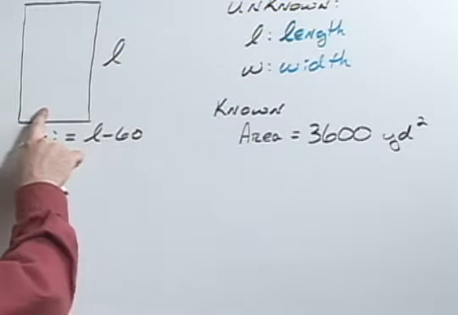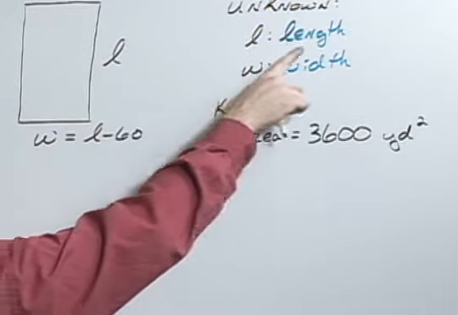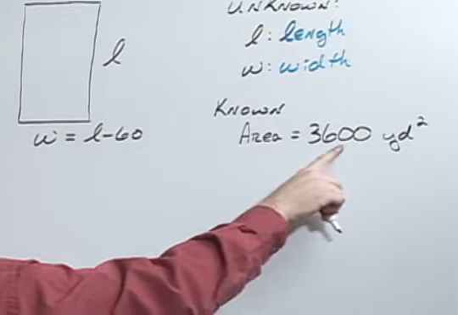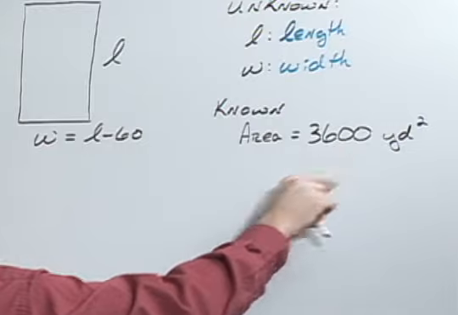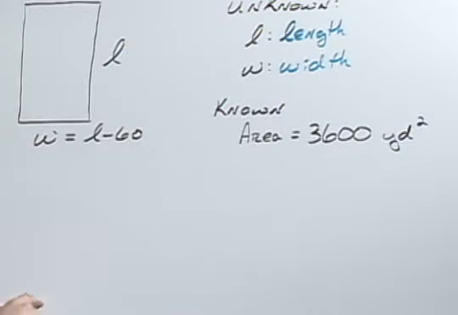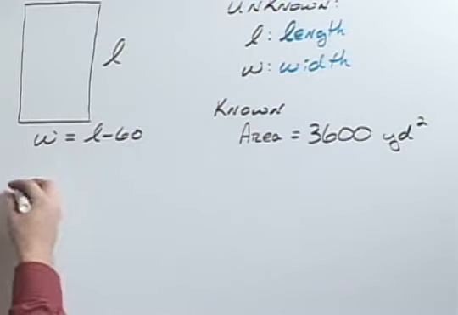I've gone ahead and drawn our rectangle here and listed our unknowns, that being L for length and W for width. Our known is our area is 3,600 square yards. Also, because I know that the width of the field is 60 yards less than the length, I know that W will equal L minus 60.